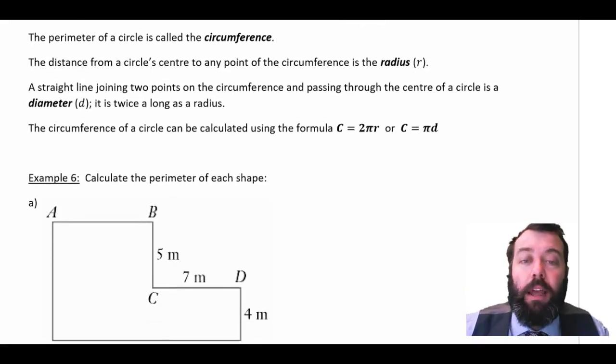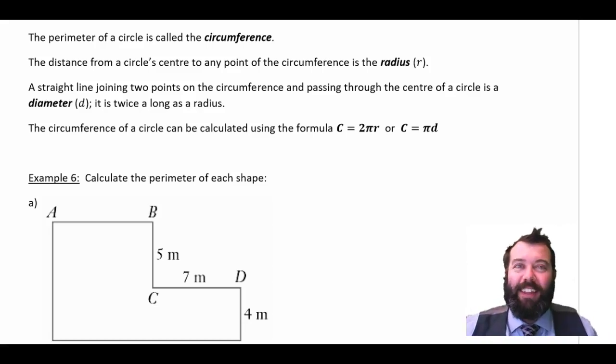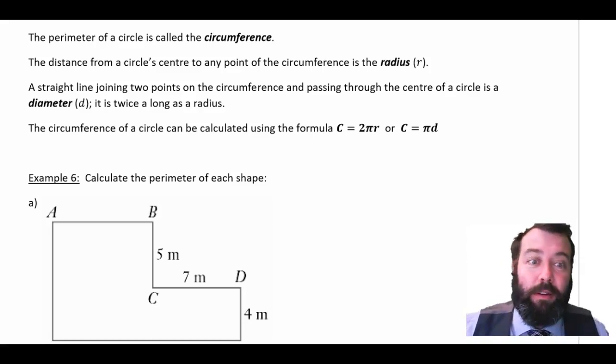And we've got a formula here for calculating the circumference of a circle. Get ready. You ready? Twinkle, twinkle, little star, circumference equals 2 pi r.